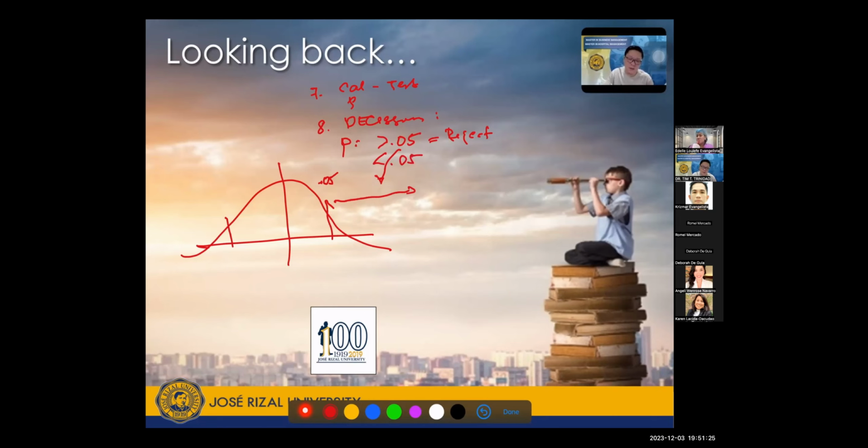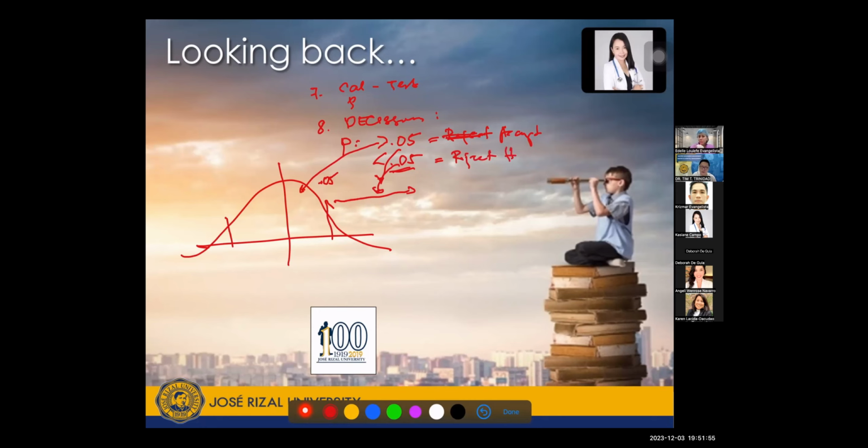Wait, I think we have it reversed. If your p-value is more than 0.05, accept. You have to accept the null hypothesis. So this will be somewhere here. If the p-value of your test is less than 0.05, it will be somewhere here, and we're going to reject your null hypothesis. Right? Are you still with me? Yes, sir. Yes po. Okay.